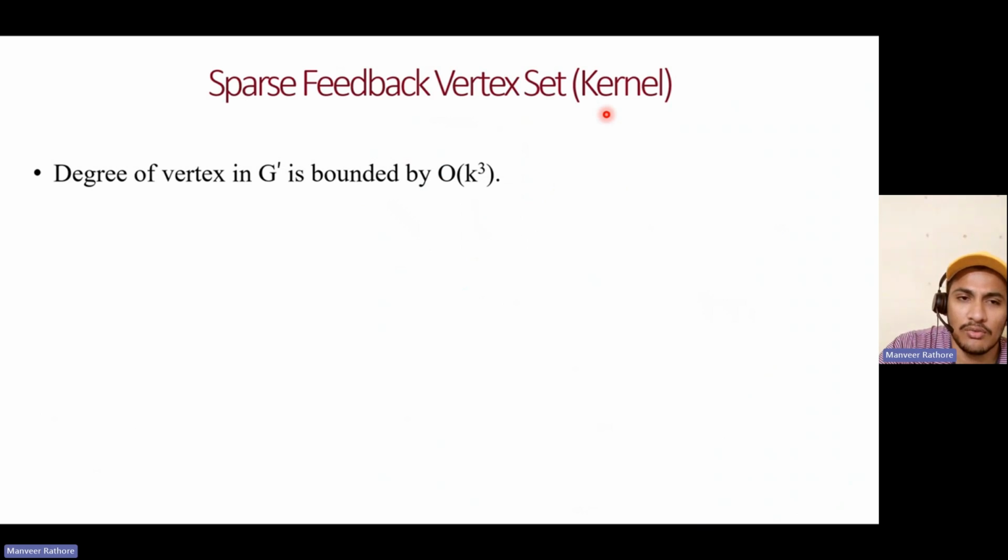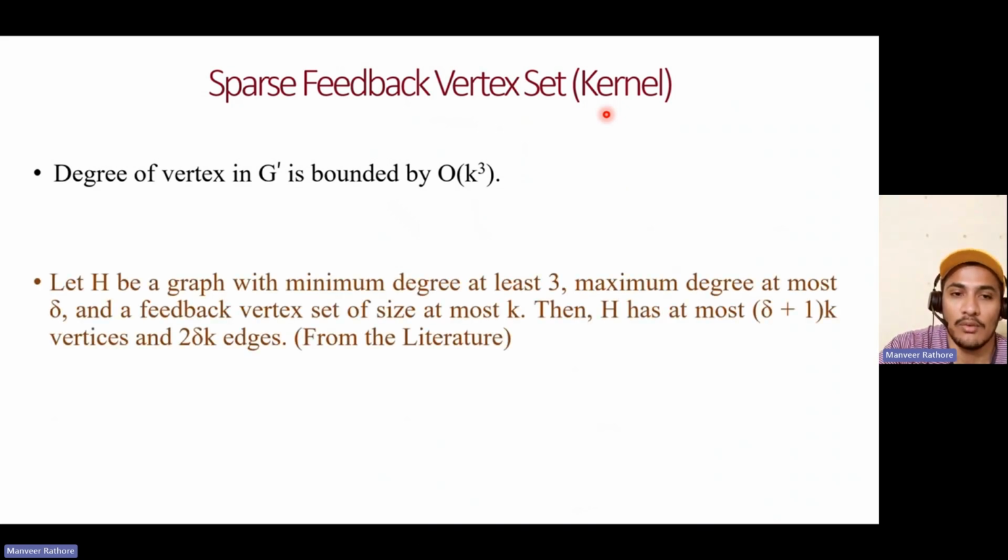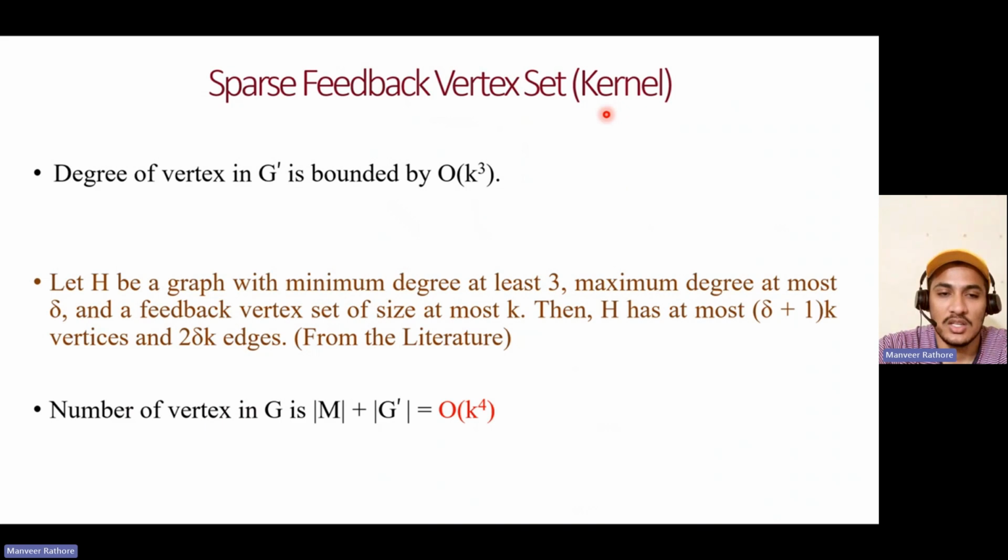So the degree of a vertex in G' is bounded by order of k cubed, because for each v we repeat the above process. Now let H be a graph with minimum degree at least 3 and maximum degree at most delta, with a feedback vertex set of size at most k. Then H has at most (delta plus 1) times k vertices and 2 delta k edges. And this is from known literature. So the number of vertices in G is m plus G', which is equal to order k to the power 4.